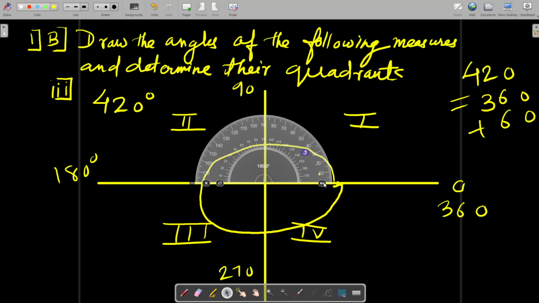Now I will start from here. See here, 360 plus 10, 370, 380, 390, this is 400, 410 and 420. 60 we have to take, 360 plus 60.